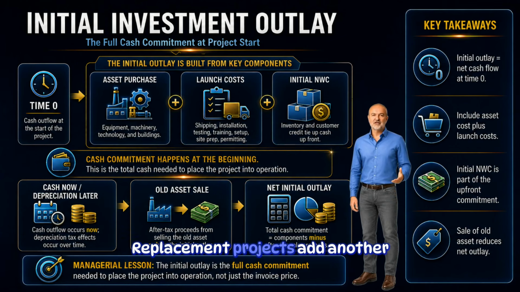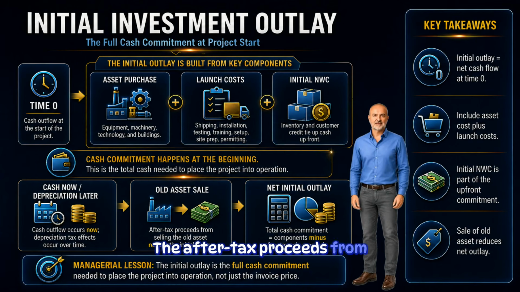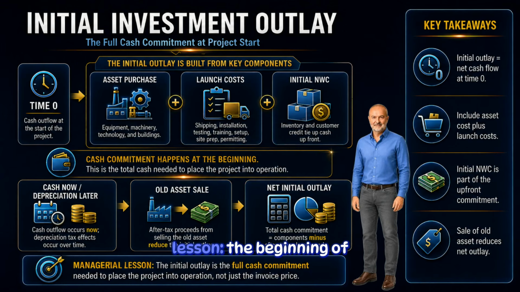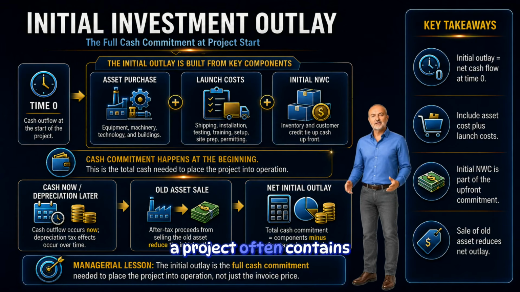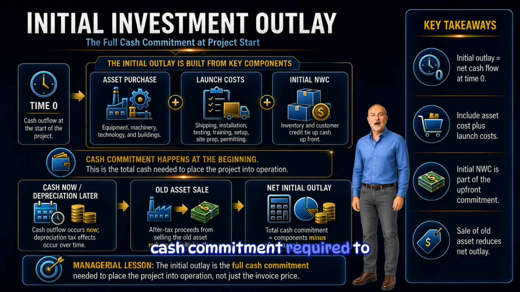Replacement projects add another layer. If the firm is replacing an old asset, the old asset may be sold. The after-tax proceeds from selling that old asset reduce the initial cash outflow. Here is the managerial lesson. The beginning of a project often contains more than one cash flow item. It is not just the invoice price of the asset. It is the full cash commitment required to place the project into operation.